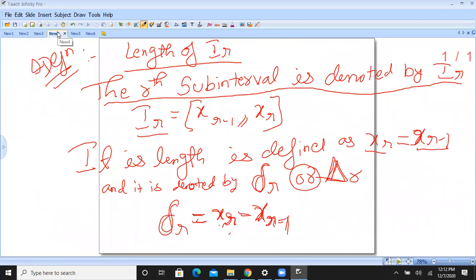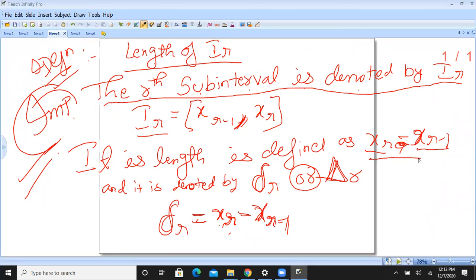Next definition: the length of Ir. This is important, we have looked at this topic, and if you don't know it, they will query you. The length of Ir: the rth subinterval is denoted by capital Ir. So capital Ir is equal to x(r minus 1) comma xr. Its length is defined as xr minus x(r minus 1).